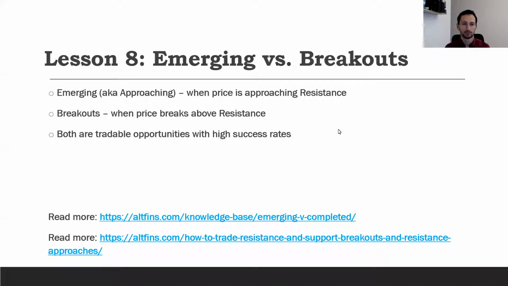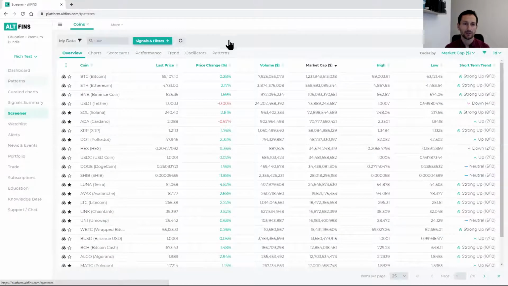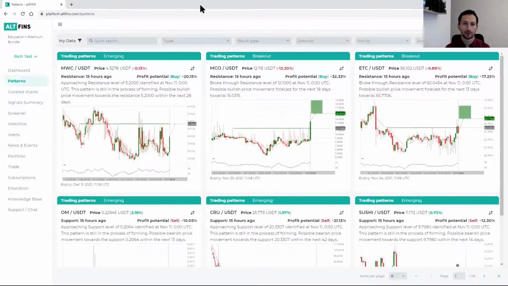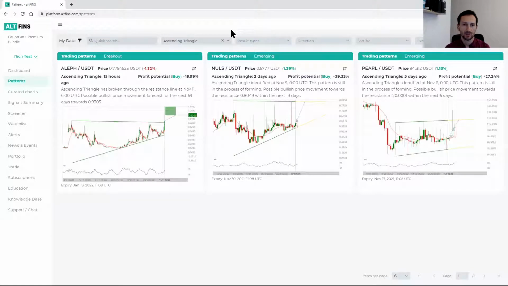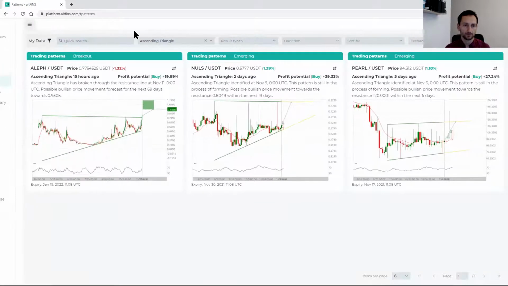All right, so let's go ahead and review once again what's an emerging versus a completed or breakout pattern. The best way to do that is we go to the platform, go to the patterns section, and let's look at some of my favorite pattern setups, which are ascending triangles, for example.